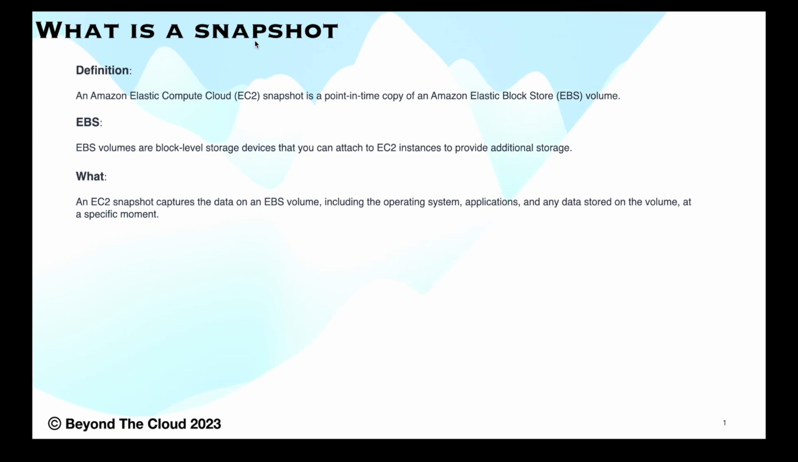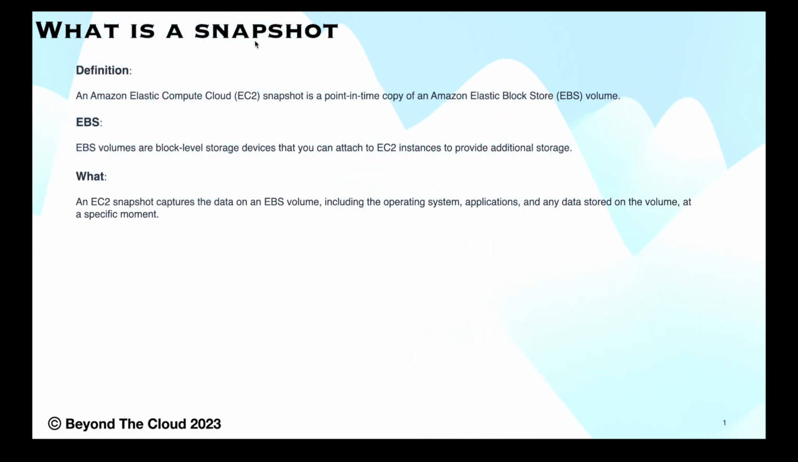If you are familiar with EC2 instances, you know that an EBS volume is a block-level storage device that you can attach to an EC2 instance, and it can provide the EC2 instance additional storage. You have to mount the storage, and then it can provide additional storage to your EC2 instance, just like an external hard disk.